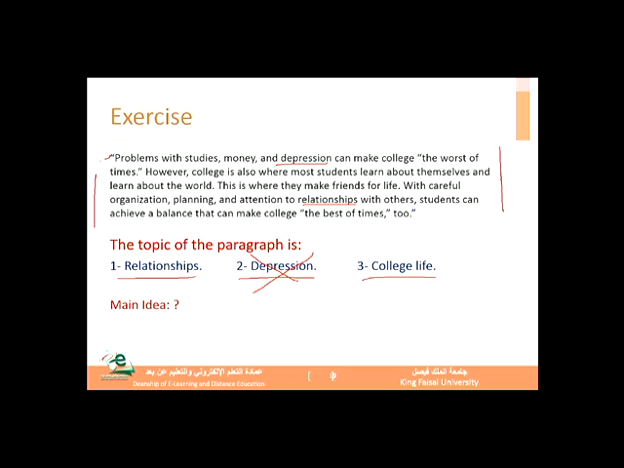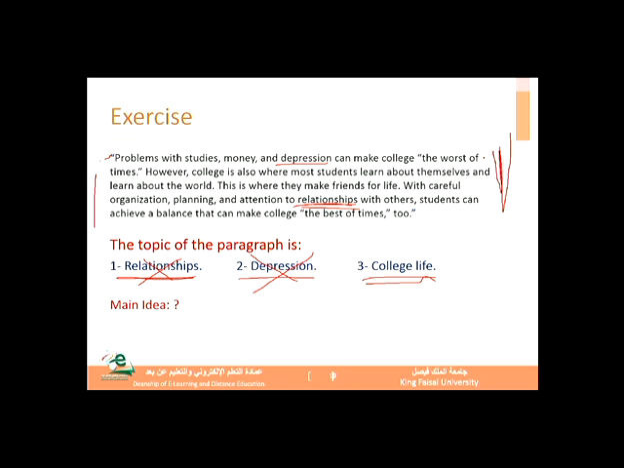All right. We have relationships, number one. We know that relationships comes here. So let's read the sentence. With careful organization, planning, and attention to relationships. So this is just an extra detail, right? These sentences are not about relationships. So we know that this is not true. What we know is that this reading selection is about college life. It's general, college life. Good, bad, whatever.